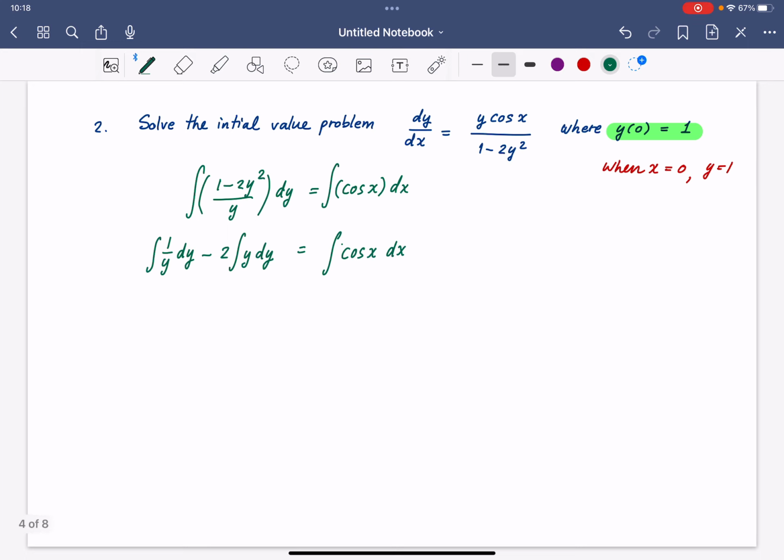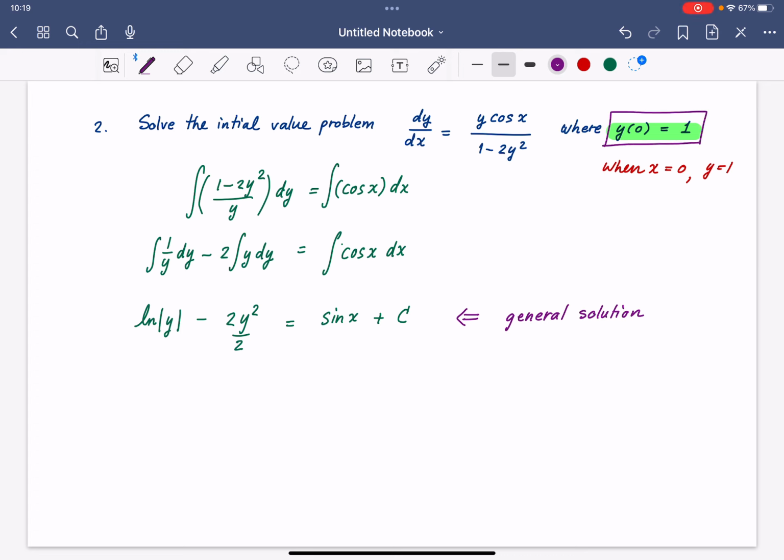And after that, I integrate everything, so integrate 1 over y, I get log of absolute y. And then integrate y dy, so I get 2y squared over 2. Remember, integrate y, you get y squared over 2. And then integrate cosine, you get sine x plus c. Okay. This is what you call the general solution. But when it comes to the initial value problem, you're going to have the condition here.